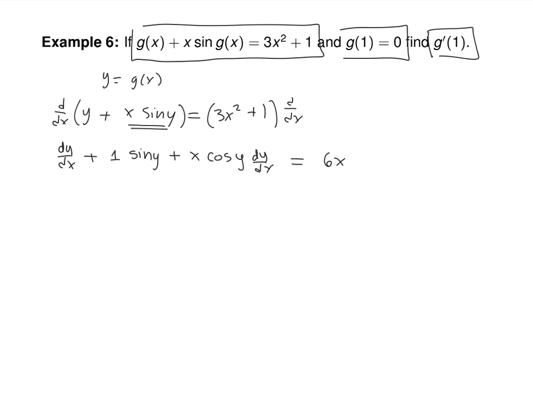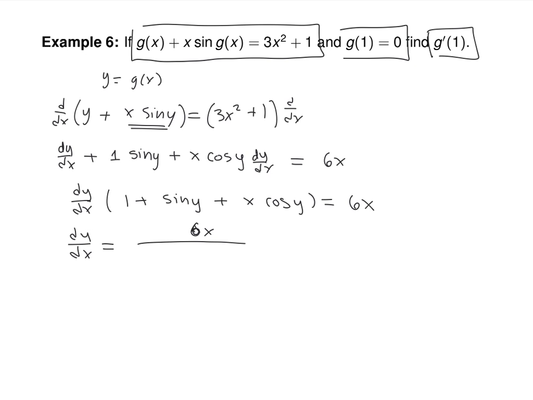And actually, in this one, the dy dx's are already all on the same side, right? So you've got dy dx times 1 plus sine of y plus x cosine y equals 6x. That's annoying too. Or dy dx is 6x over 1 plus sine y plus x cosine y. Because that one sine y is not out of that side, it doesn't have a y prime in it.